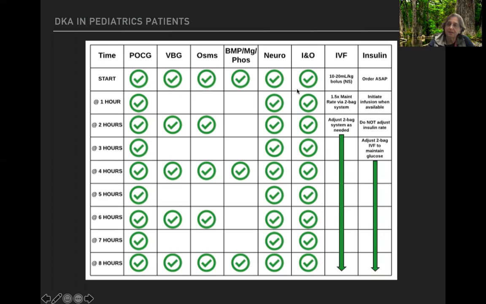So that's the quick and dirty on DKA. We're going to go through a couple of different lectures for ED and then also for PICU. I like them.